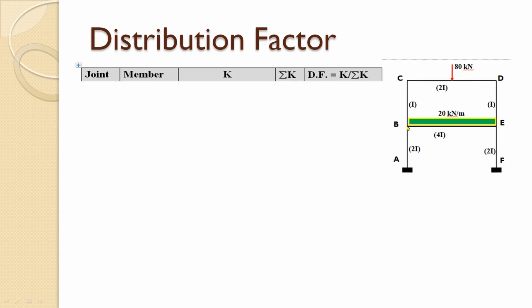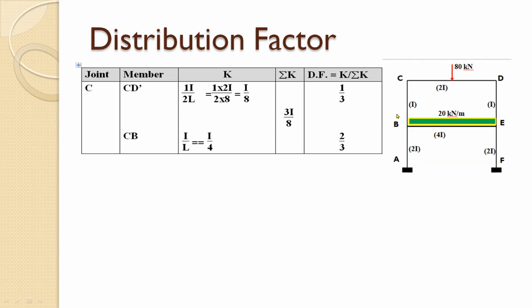Similarly, at joint B, there are three members, BC, BA and BE, out of which BE is on the axis of symmetry, and therefore we have to take the stiffness of BE as half of the original stiffness. So let us see one by one. At joint C, as I told you, there are two members, CD and CB. I have written CD dash just to differentiate that this is on the axis of symmetry. So for CD dash, it is half of the original stiffness.